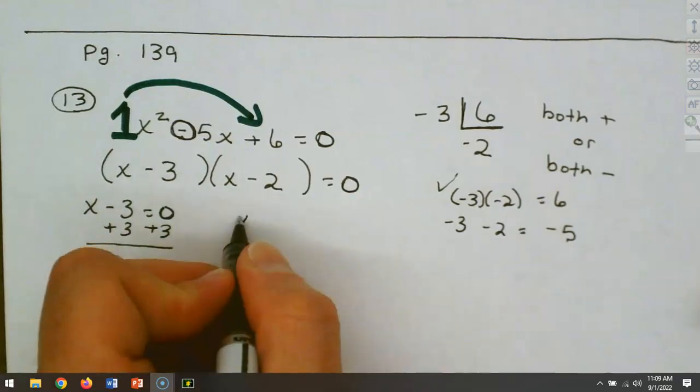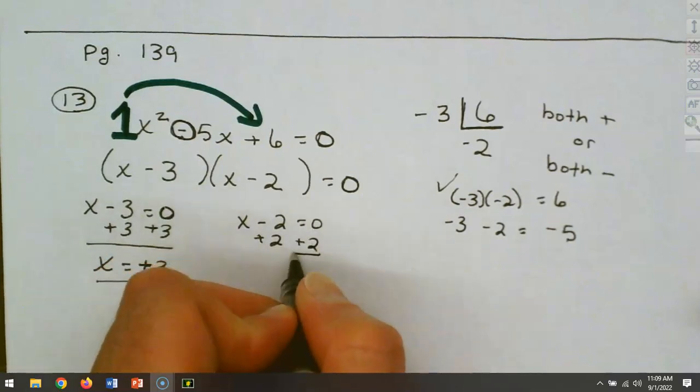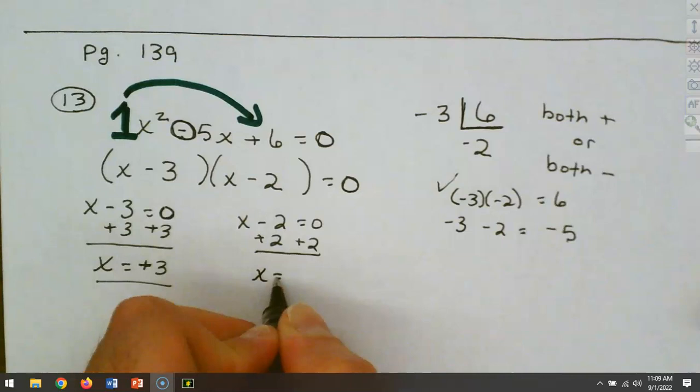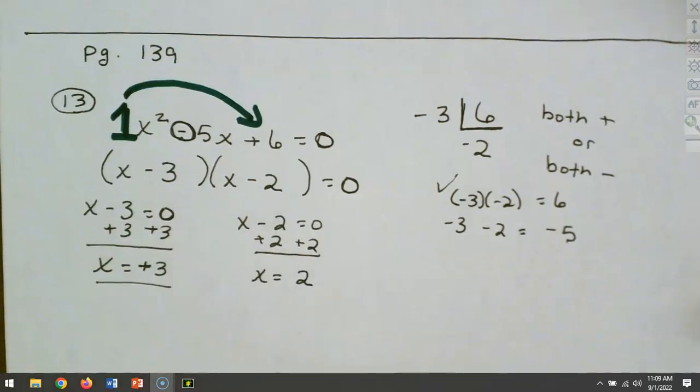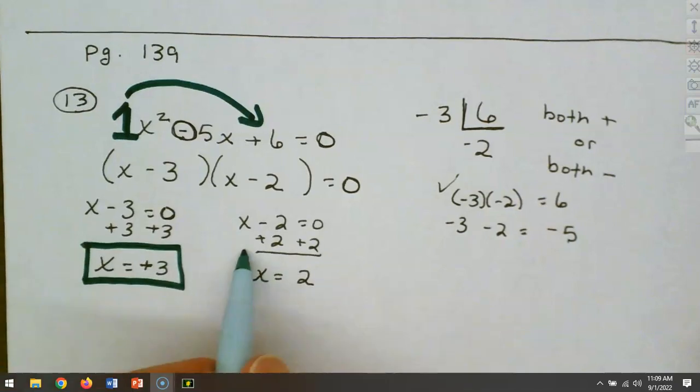And what about the other one? X minus 2 equals 0. We're going to add our 2. Okay, and that gives you positive 2. So our solutions are positive 3 and positive 2.